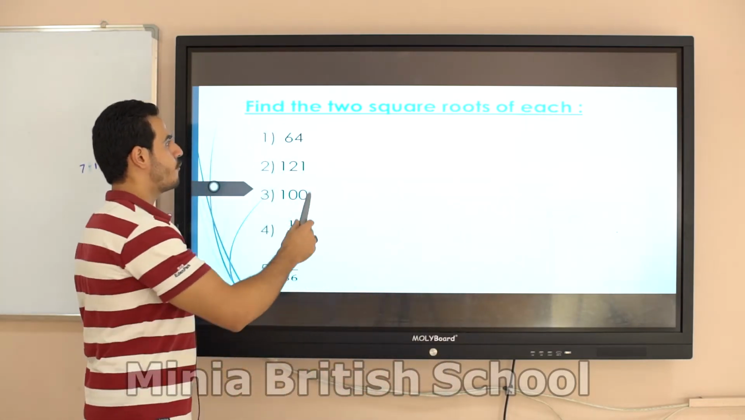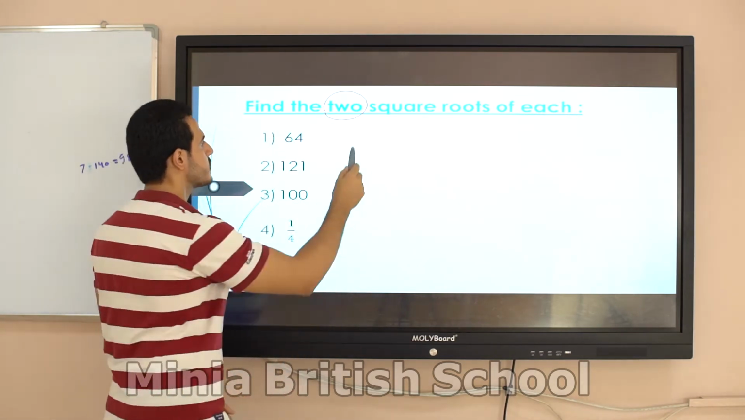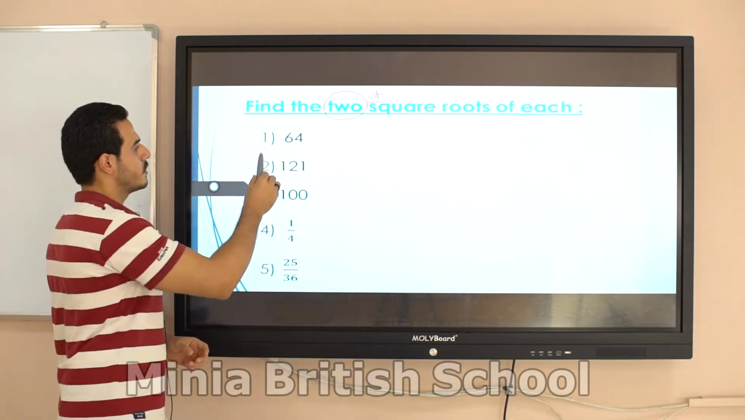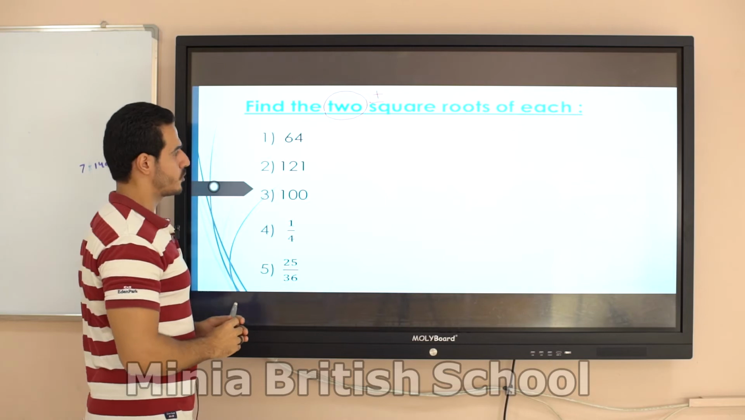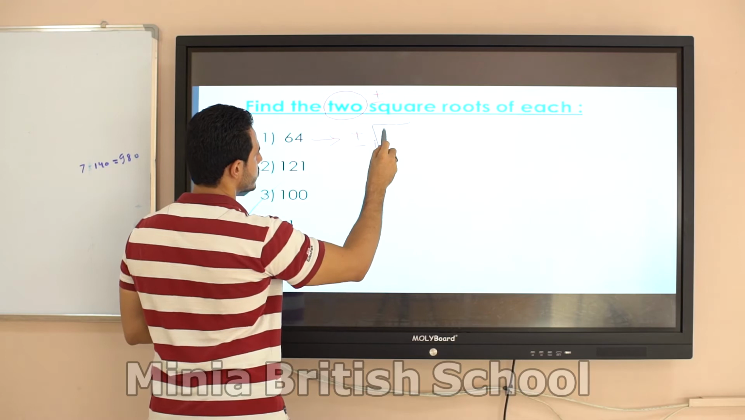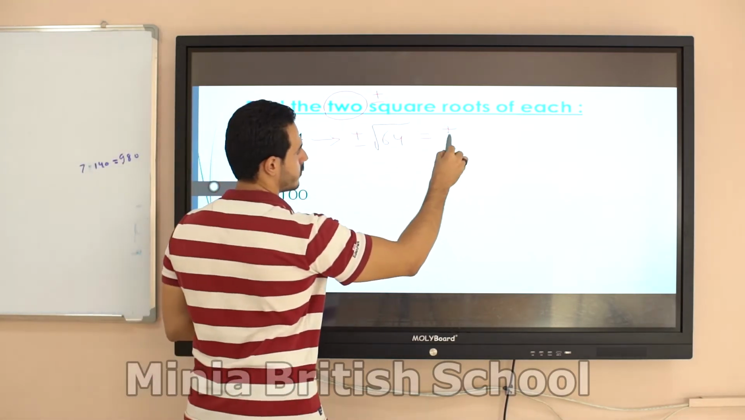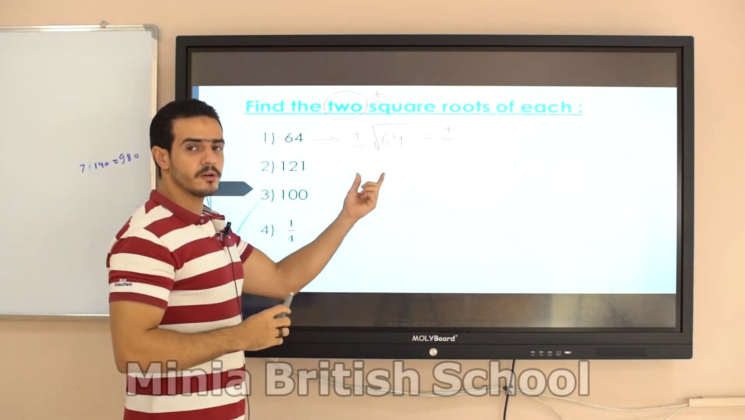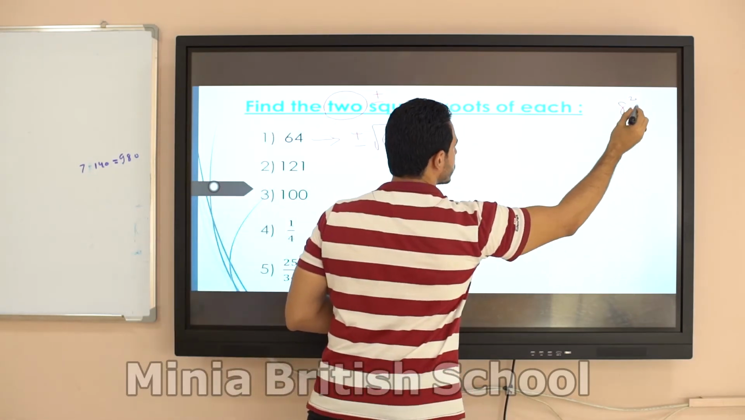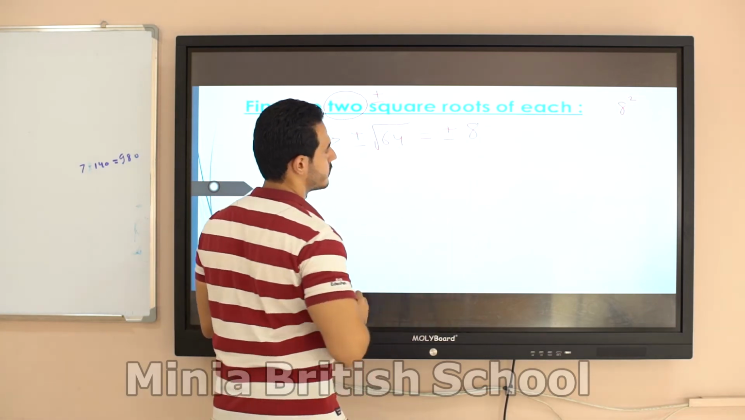Okay, let's solve this. Find the two square roots. The two square roots means a positive and a negative. Okay, so number one, 64. So 64, positive or negative square root of 64 equals what? Positive or negative? Search for a number whose square is 64. It's 8 power 2. So square root of 64 is 8.